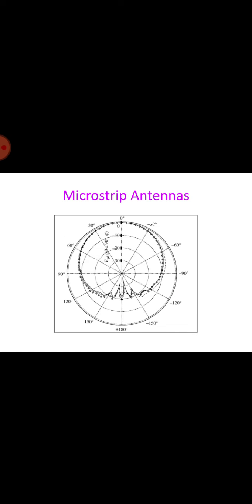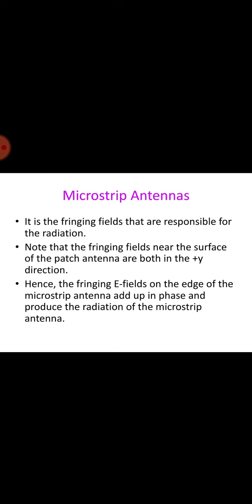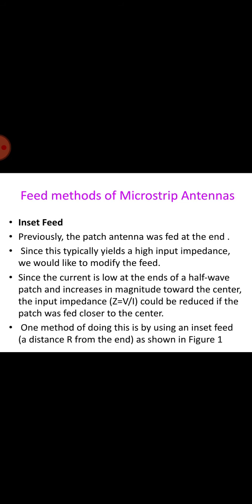So this diagram also shows the radiation pattern of a microstrip antenna. It is the fringing fields that are responsible for the radiation. And note that the fringing fields near the surface of the patch antenna are both in the plus y direction. Hence the fringing fields at the edges of the microstrip antenna add up in phase to produce the radiation of the microstrip antenna.